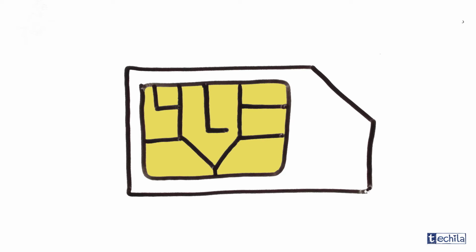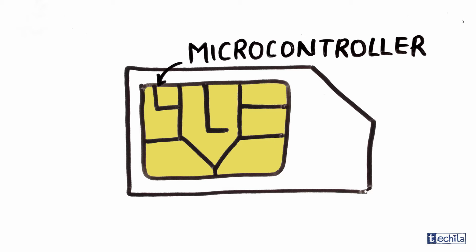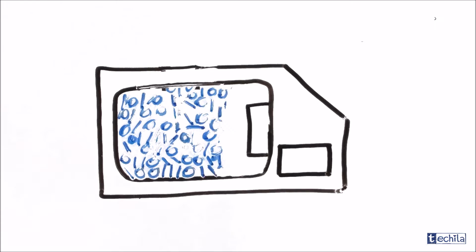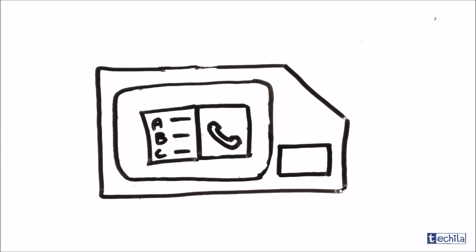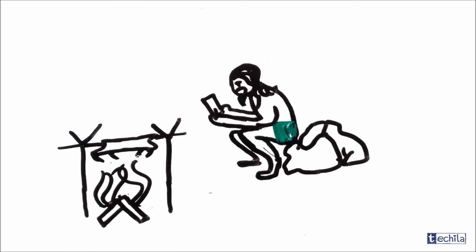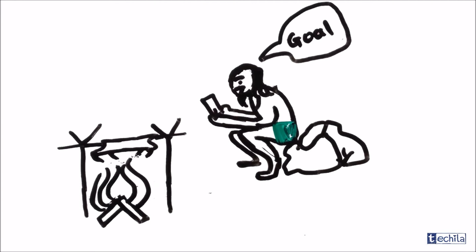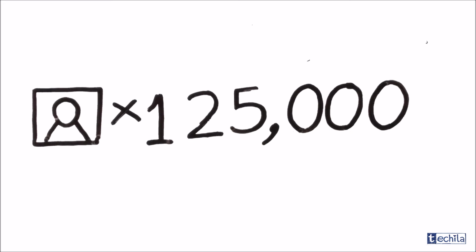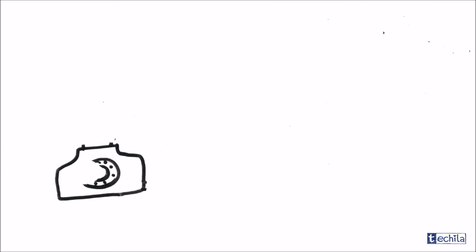That tiny little sheet of metal is generally a microcontroller which is capable of storing digital data under 1 MB. This digital data can be contact numbers, text messages, etc., so that you can still be joyous about your phone in the absence of Wi-Fi. One contact number uses about 8 bytes of your storage. Hence, 125,000 numbers can easily be stored in a single SIM card.